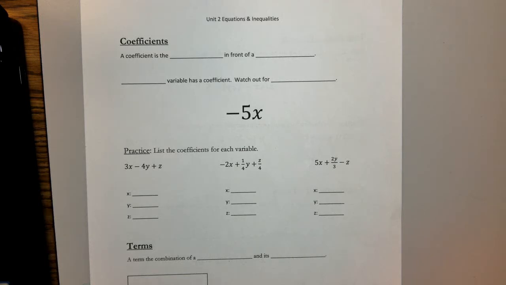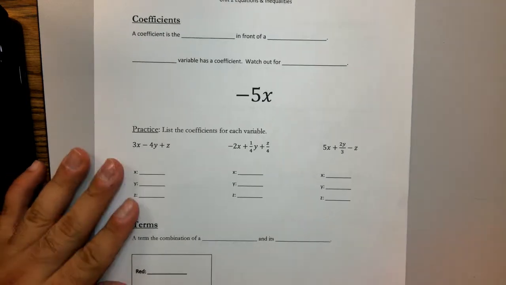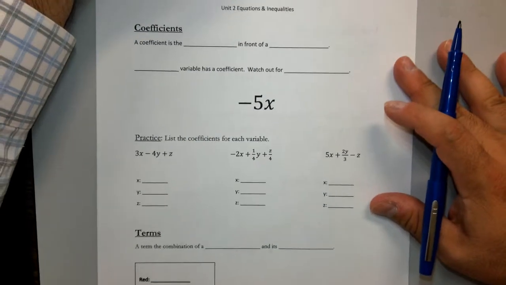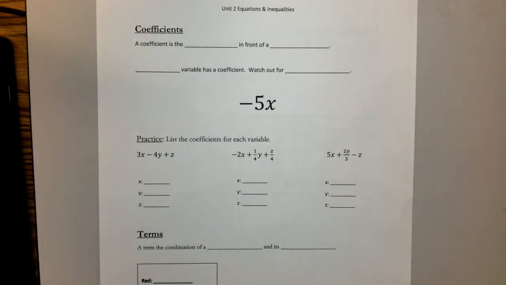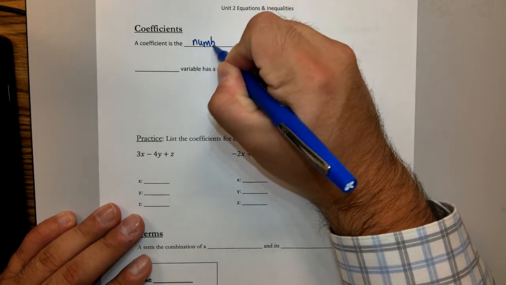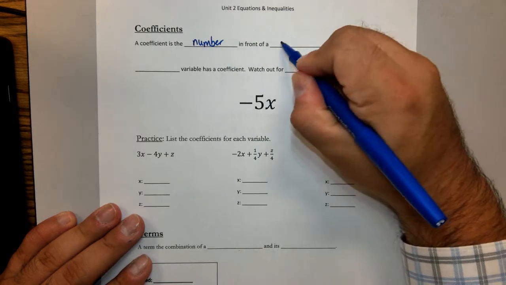Alright, so when we're talking about equations, there's a couple of terms that are going to come to mind that are either new to you or maybe you've remembered them from a prior course. But one of those terms that we're going to talk about today is coefficients. A coefficient is the number that is in front of a variable.